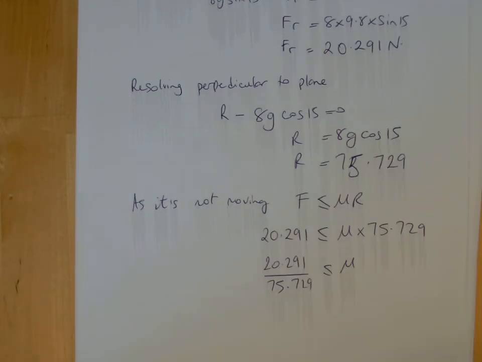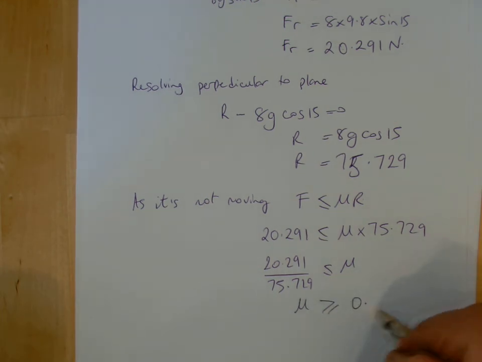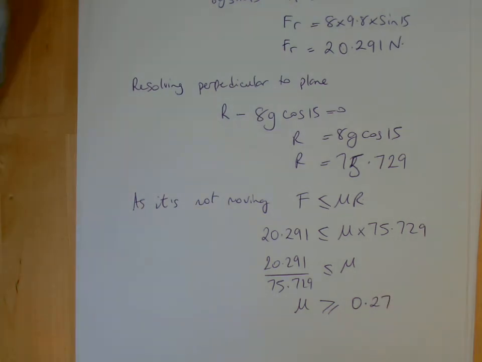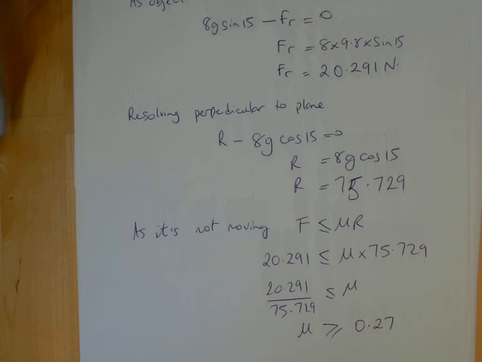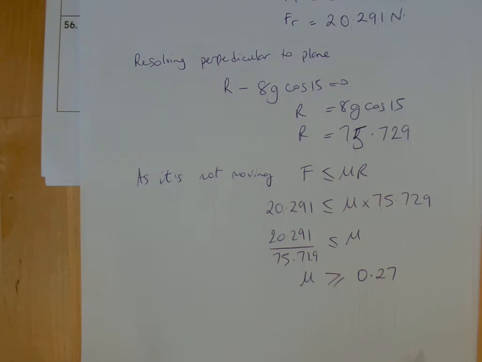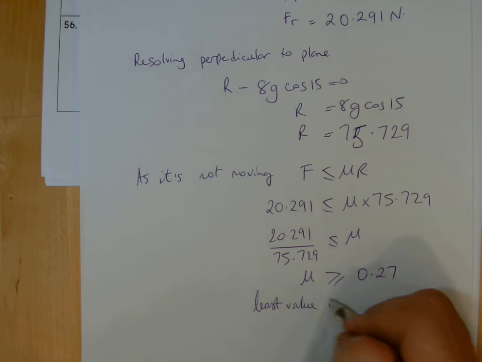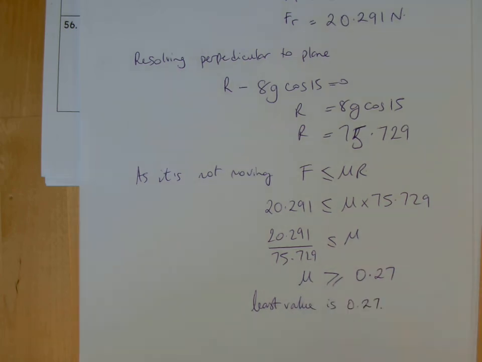Okay, so get my calculator. We get mu to be greater than or equal to 0.27 to 2 decimal places. So it's saying, what's the least value? Well, it's got to be greater than or equal to this. We say the least value is 0.27.